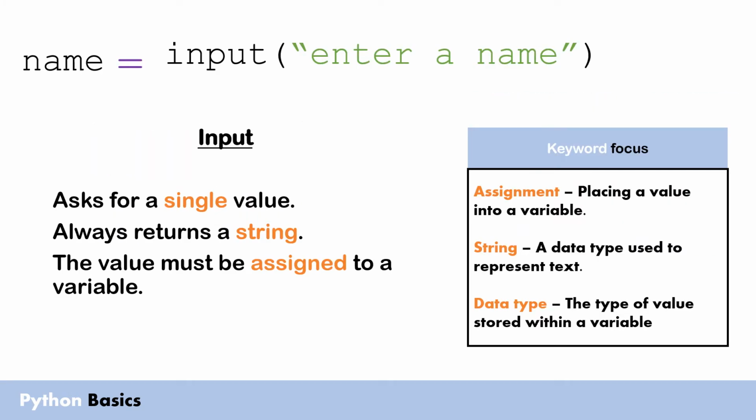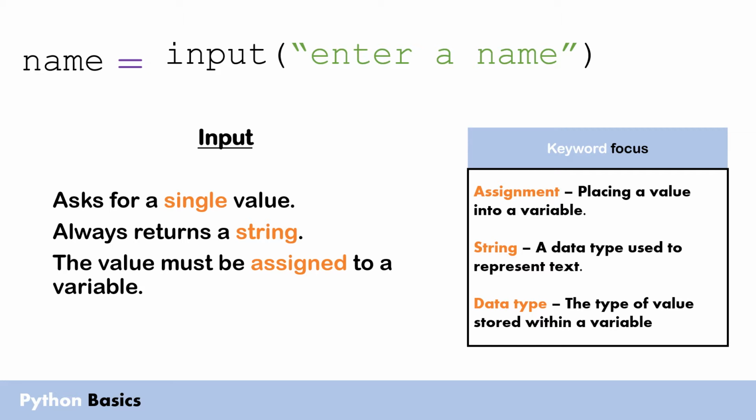So some key knowledge for the input commands. First of all, an input command will ask for a single value. So it's a way of interacting with the user to ask them for a value, such as their name, their age, what number they're guessing, whatever that happens to be. It will always return a string. So that means it's going to be returning text. And most importantly of all, you must ensure that you always assign it to a variable. Otherwise, whatever inputs the user has given will be lost.